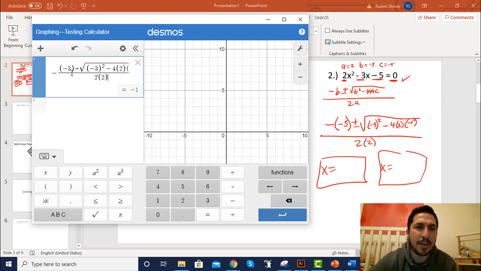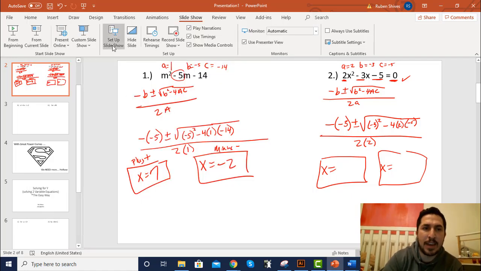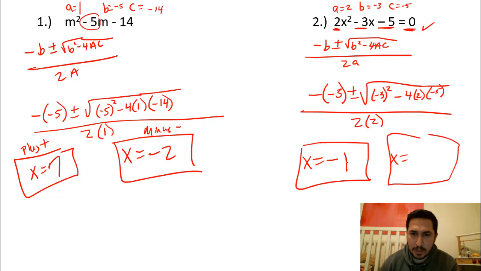And that gives me an answer of -1. So I can go back and write in the -1. So I come here and I write the -1. That's my first answer. I did this with a plus sign. Now I'll put in a minus sign and see what it gives me.